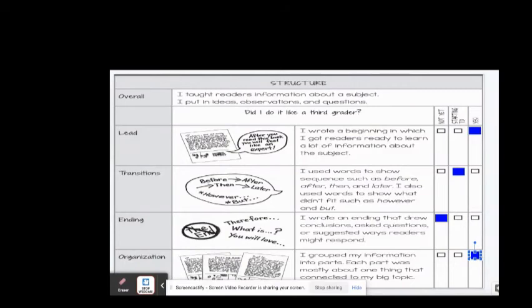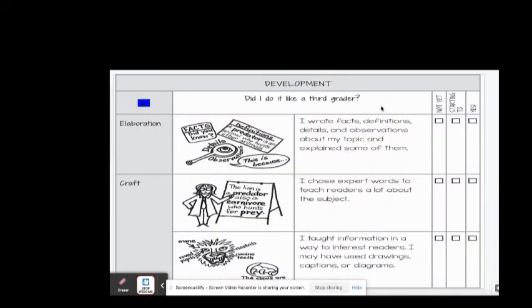Let's take a look at the next part of this checklist. All right, so this part is for development. Did you do it like a third grader? Did you elaborate? I wrote facts, definitions, details, and observations about my topic and explained some of them. Well, did you? Well, if your answer is I'm starting to, awesome. If you said yes, great job. And if you said not yet, no worries. Again, there's time, and this is why we're doing the checklist, to make sure that you have all the parts and pieces for a complete writing piece.